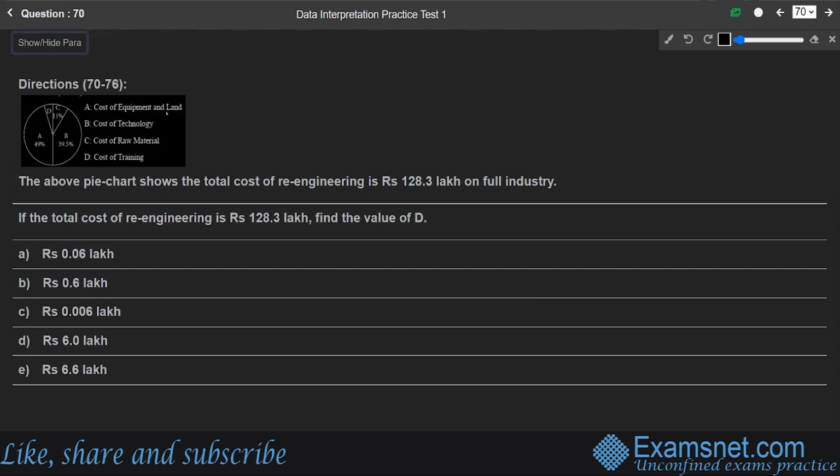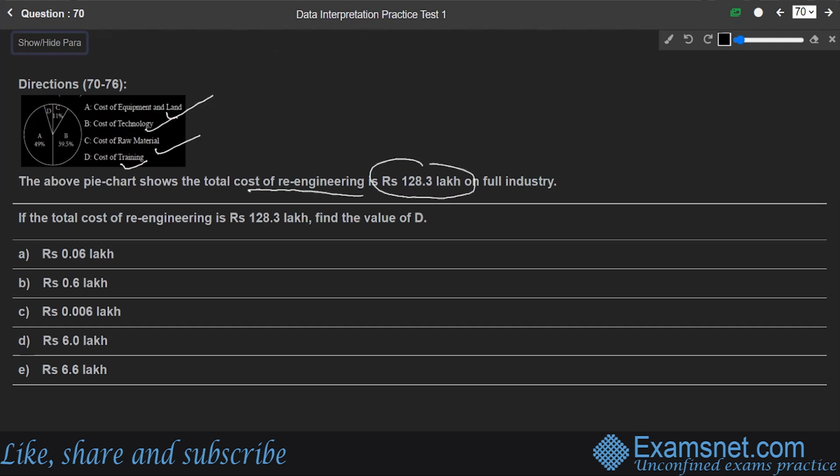The meaning of A is cost of equipment and land, B is cost of technology, C is cost of raw materials, and D is cost of training. Okay, all these values are given. Now we need to see the question.